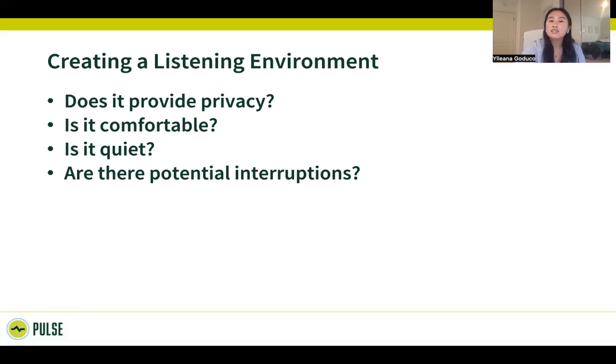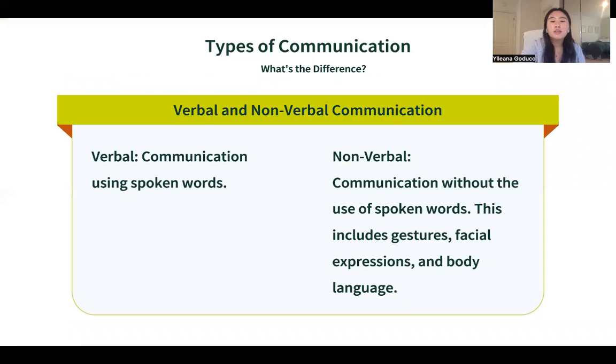Questions to ask about the listening environment are, does it provide privacy? Is it comfortable? Is it quiet? Are there potential interruptions? If you feel the environment is conducive to conversation, you can then begin to think about the types of conversation you should be aware of. There is verbal and nonverbal communication.